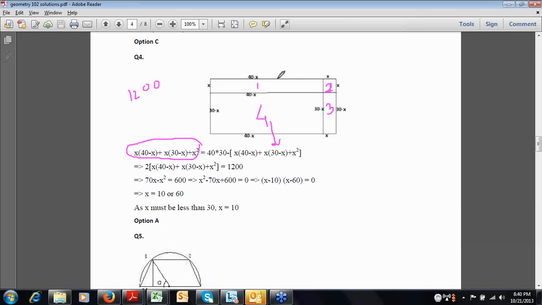So that means 2 into the area of this whole is equal to 1200. So area of this is equal to 600. So we will solve this equation and find out the value of x. X will come out to be 10 or 60 because it's a quadratic equation. We will have two values, but 60 we cannot take. Obviously we have 40 is the highest length. So x is equal to 10 we will calculate.